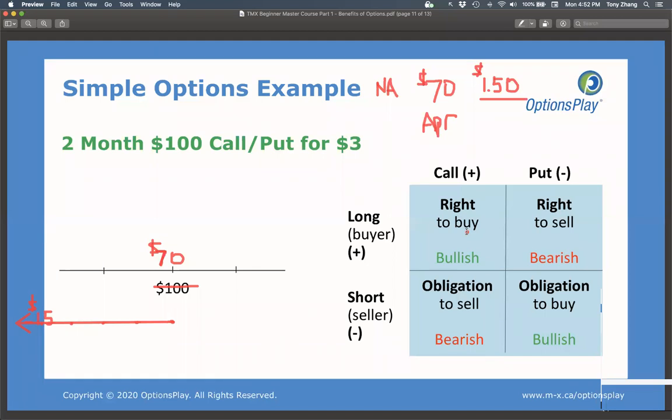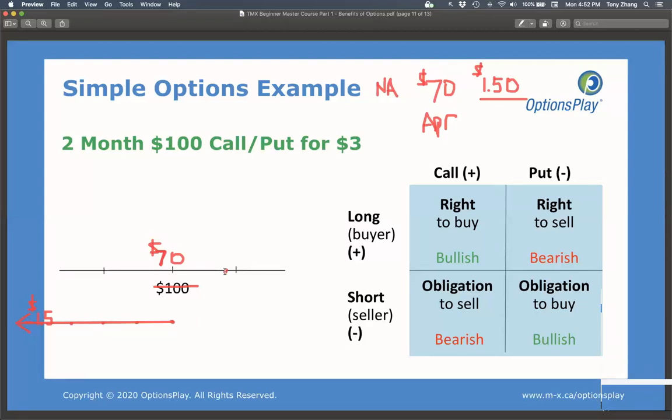But remember, I paid $1.50 up front to get into this trade. So yes, I make $1.50 on the transaction, but I already paid $1.50 to get into the transaction. So the net on my trade is actually zero. So at $71.50, I basically break even, right? I don't make any money, I don't lose any money. So let's take this a little further.